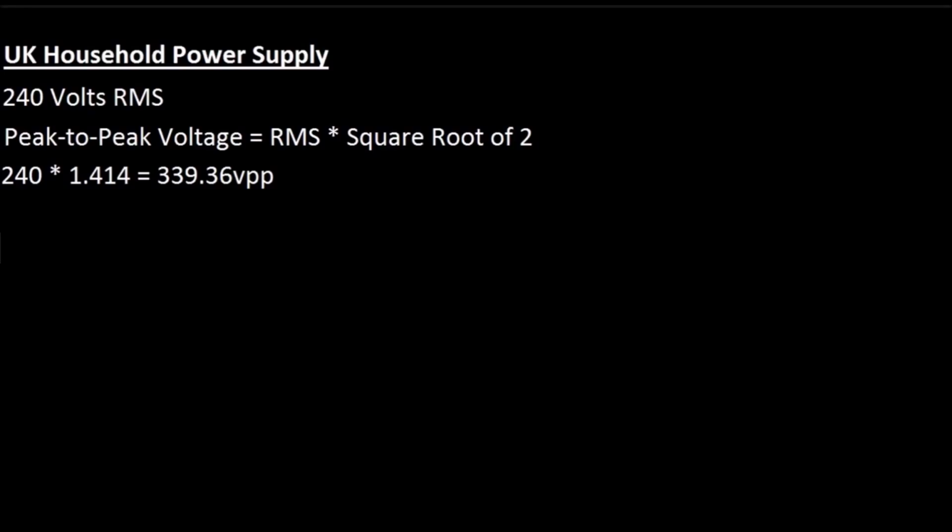Divide the peak to peak voltage by 2 to find the peak voltage. 339.36 divided by 2 equals 169.68 volts peak.